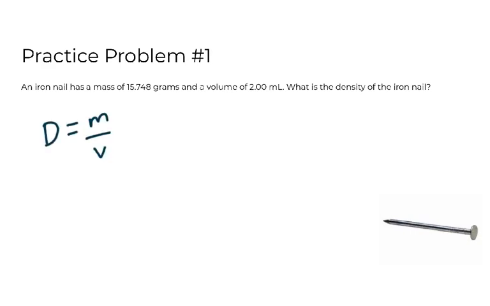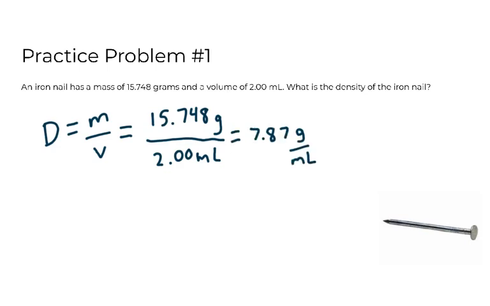Since I'm solving for density and I have mass and volume, my equation is d equals m over v. For m, I plug in 15.748 grams, and for v, I plug in 2.00 milliliters. The final answer would round to 7.87 grams per milliliter.